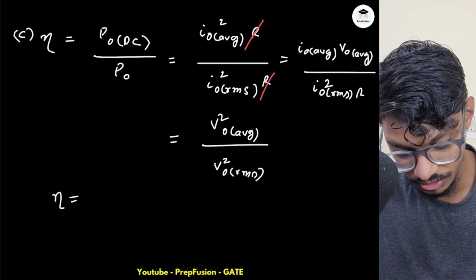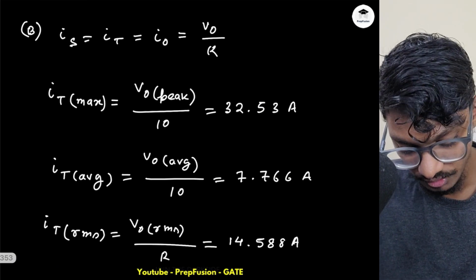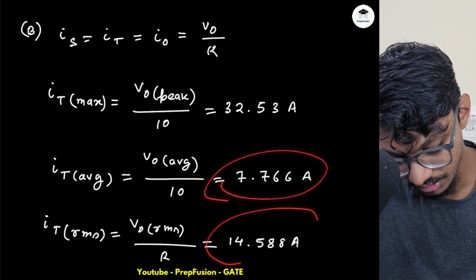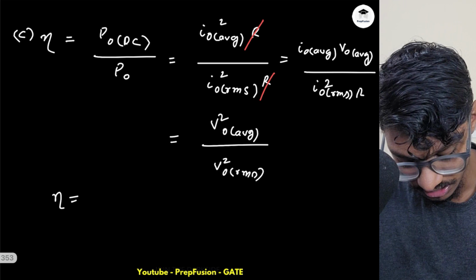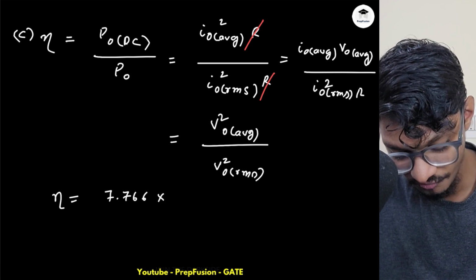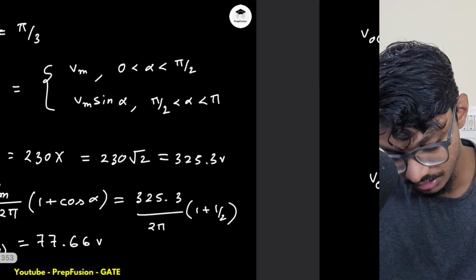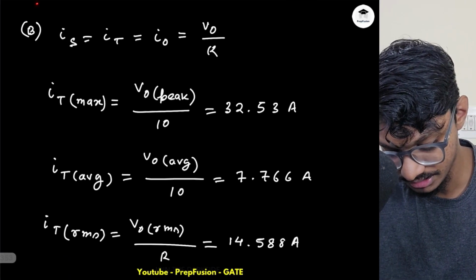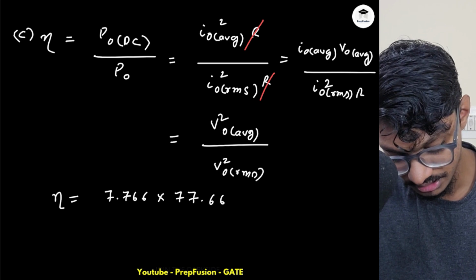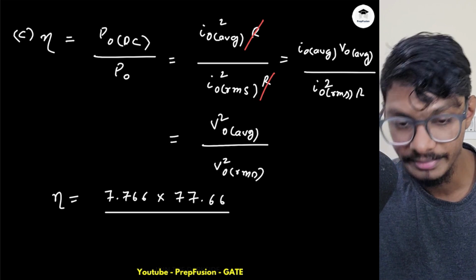So efficiency is equal to IO average. I have just computed IO average. What is it? It is 7.766 ampere. 7.766 into VO average. VO average was 77.66, right? 77.66. So it will be 77.66 divided by IO RMS whole square into R.